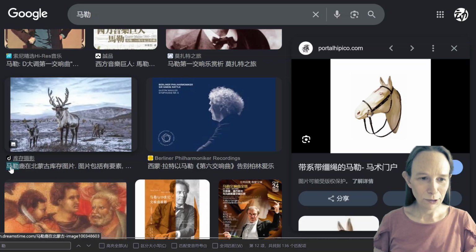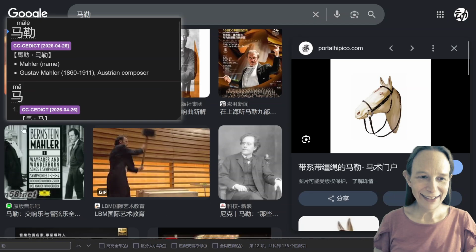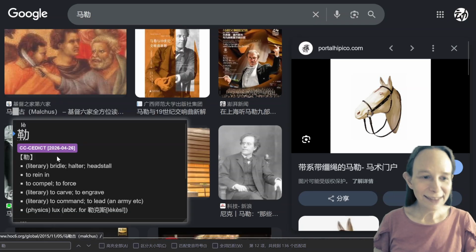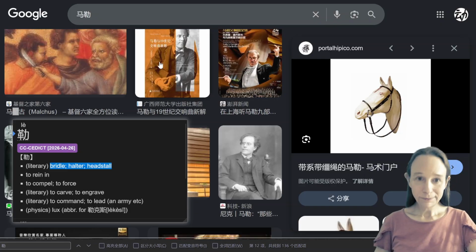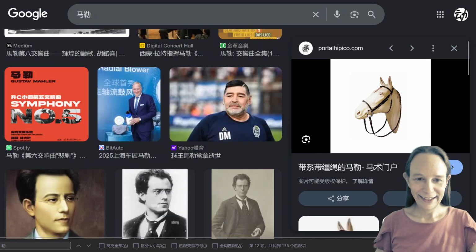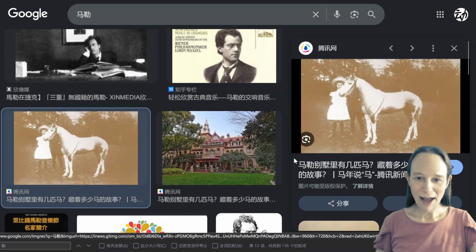Ma le lu. Ma le. Oh, ma le. Okay, that's a transliteration. But le. Oh, is it in this one? Bridle. A bridle. Okay, what's a bridle? This is a bridle, is it? This is horse people.